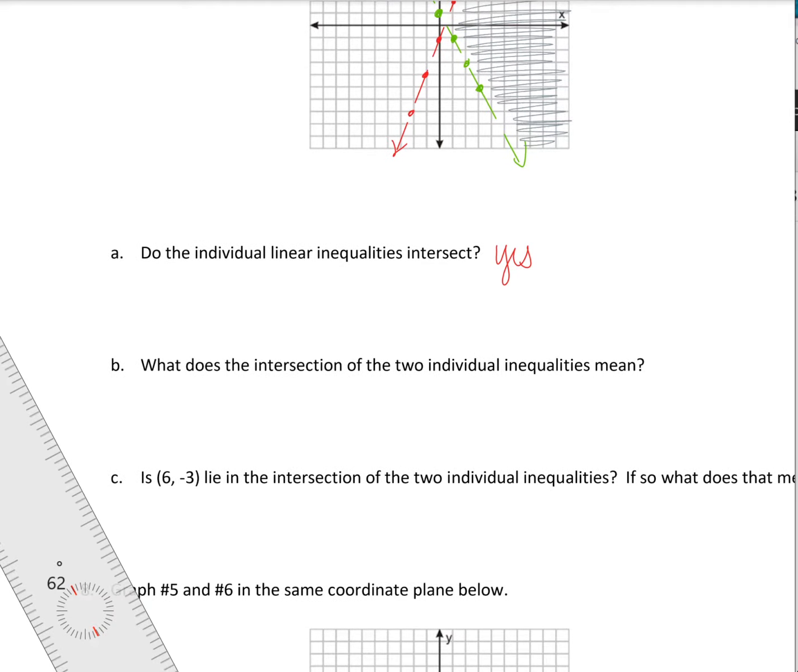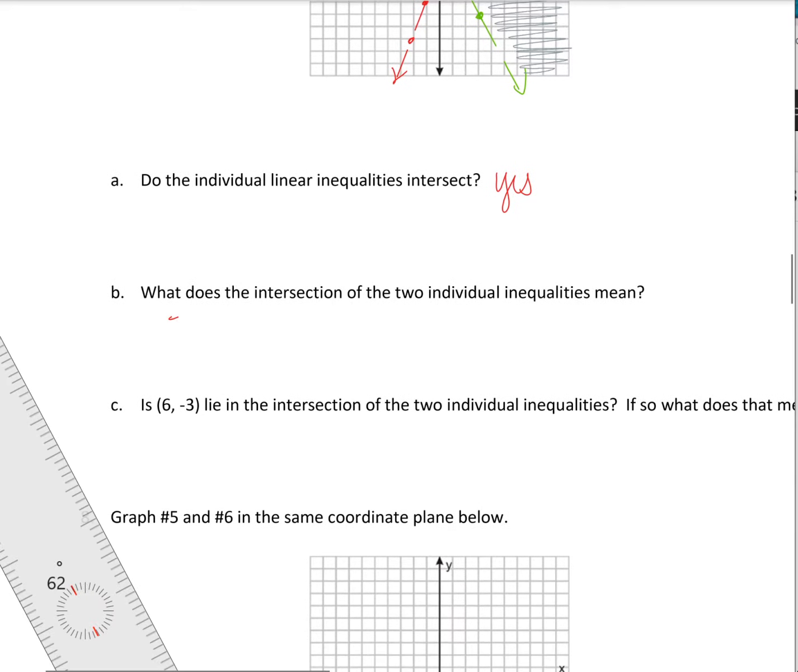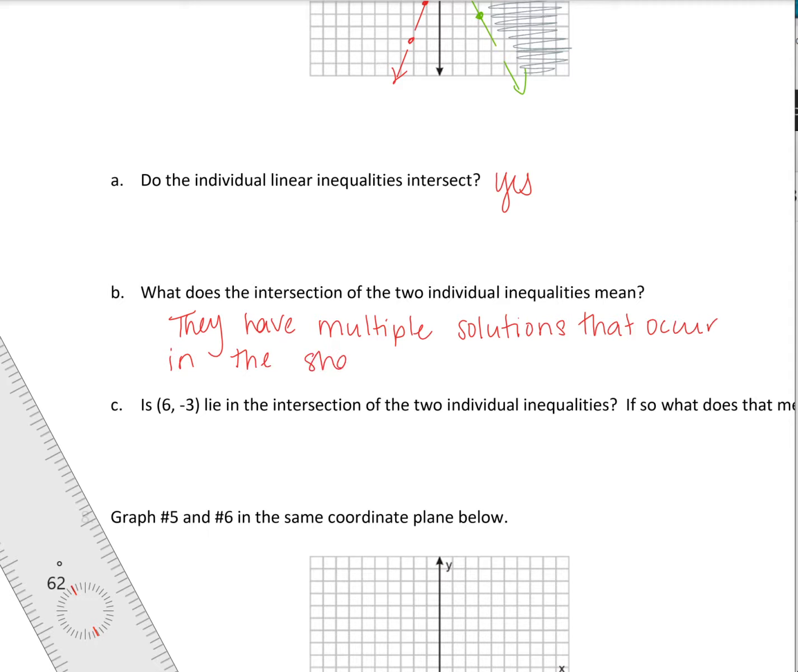For B, it says, what does the intersection of the two individual inequalities mean? Well, it just means that they have multiple solutions that occur in the shaded area. Sorry about my handwriting, guys.